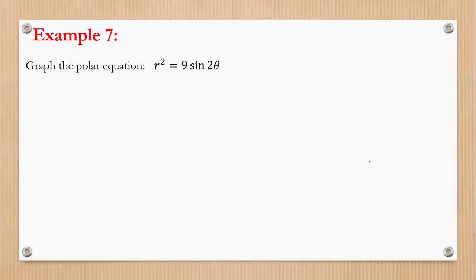And the last example, we want to graph this equation. r squared is equal to 9 sine 2 theta. Again, because of the r squared, I know that's the equation of a lemniscate. And since a squared is 9, a is 3. So I know that the length of each petal is 3. And since I have a sine here, I know that the equation must be in this form.